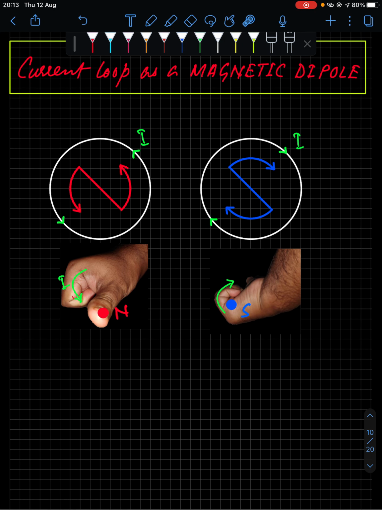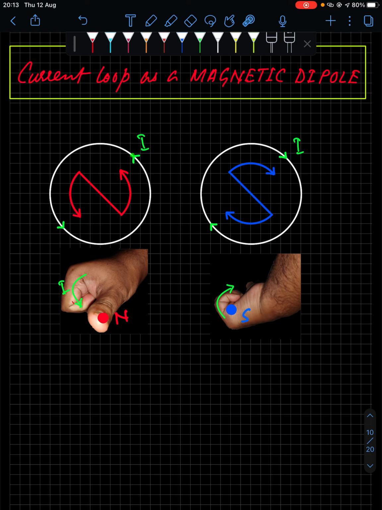Now, how can a current loop behave as a magnetic dipole? You see, here the current is flowing in the anti-clockwise direction. So you apply the right hand thumb rule that we learned towards the beginning of this chapter. The direction of the current is shown by the fingers curling, then the thumb is pointing towards the north. North is above the page, and south is below the page. The north is written in such a manner that the current direction and the north direction are similar, so that you can remember the direction properly.